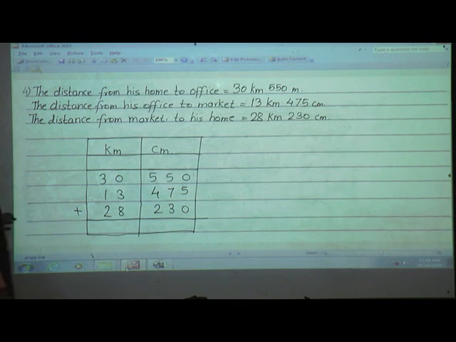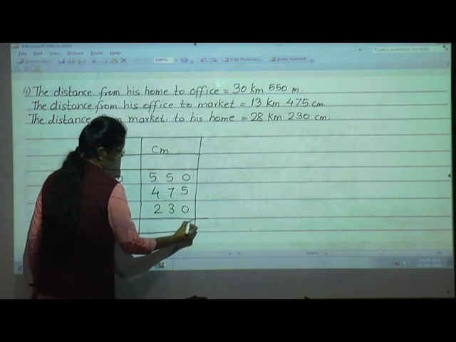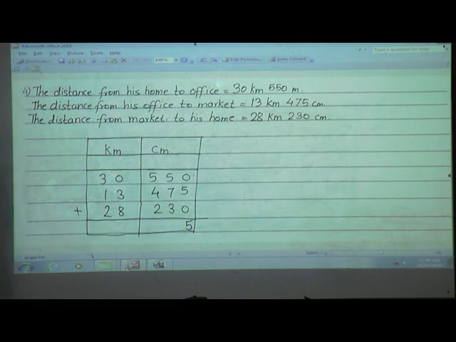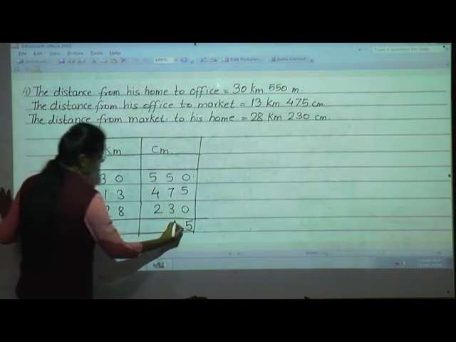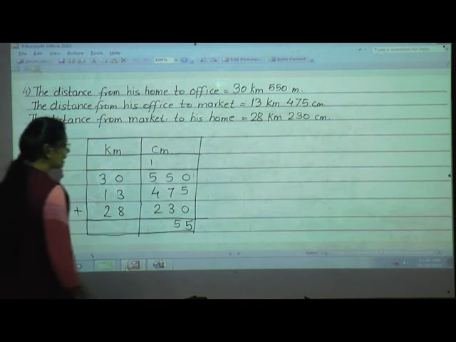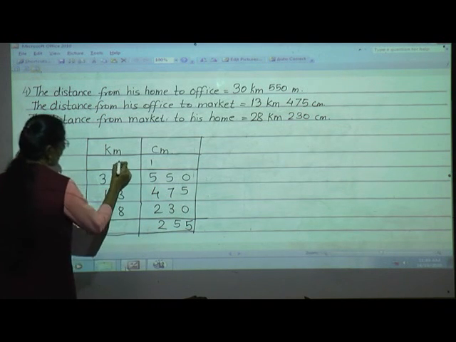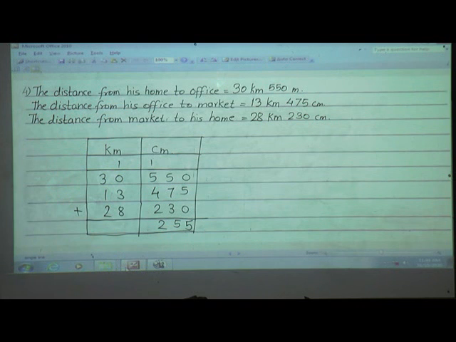Okay, so do the addition. 0 plus 5, 0 plus 5, 5, and then 5 plus 0, 5 only. So write here 5. Then 5 plus 7, 12, 12 plus 3, 15. So we will write here 5 and 1 as a carry. Then 1 plus 5, 6, 6 plus 4, 10, and 10 plus 2, 12. So we will write here 2 and give 1 as a carry.